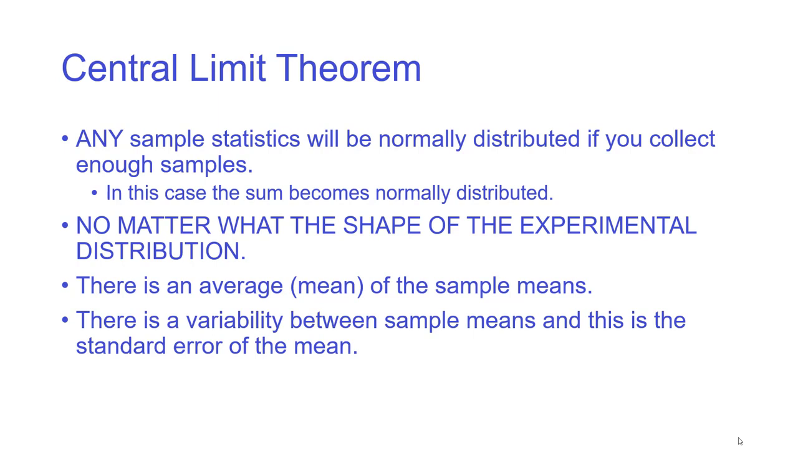Now, there's an average of the sample means when you collect multiple samples, and there's also a variability of the sample means. Now, the variability between sample means is called the standard error of the mean, and this is a really important distinction that you have to understand. The difference between the standard error of the mean and the standard deviation, which is within a sample. But we'll come back to a more detailed discussion of that when we look at confidence intervals.